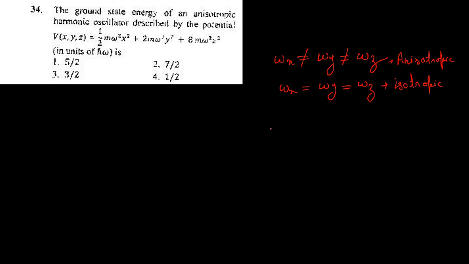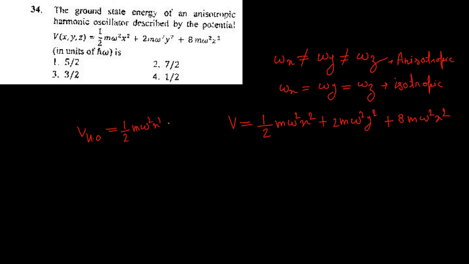Okay. Now you have to find the ground state energy, and the potential is given to you. Potential is half m omega square x square plus 2m omega square y square plus 8m omega square z square. And the harmonic oscillator's potential has the form half m omega square x square. So from here we will find the values of omega x, omega y, omega z. So we will convert all these three terms in the form half m omega square x square. So what we will get?